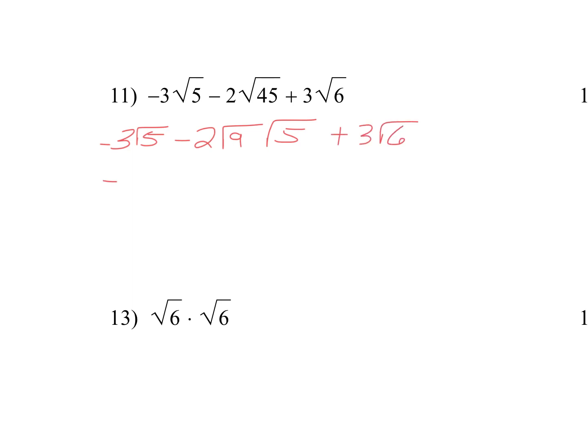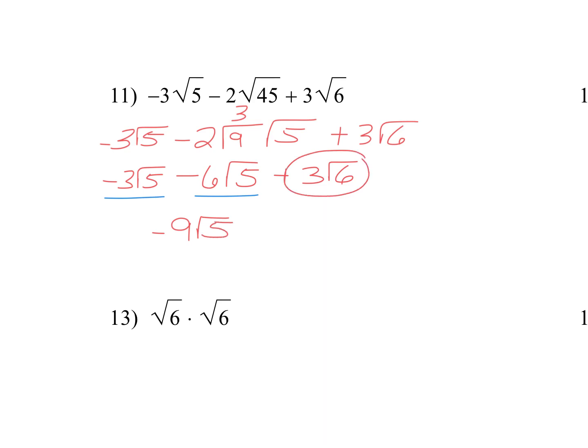Okay, so let's keep going with the middle one. I'm going to keep the first one. What's the square root of 9? 3. So what's 2 times 3? Negative 6 square root of 5. And then I'm going to keep my last one. What do I check for now? If I have like terms, what are they? Square root of 5, square root of 5. What do I get when I combine those? Negative 9 square root of 5. What do I do with this? Keep it. Good.